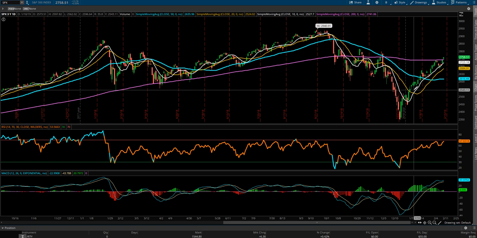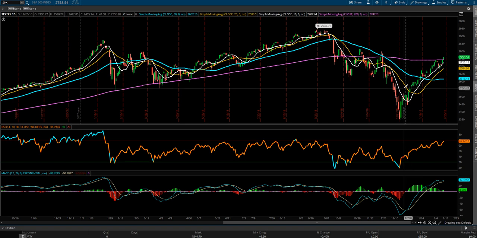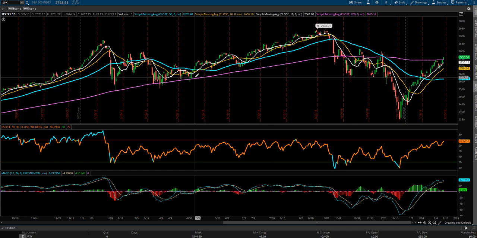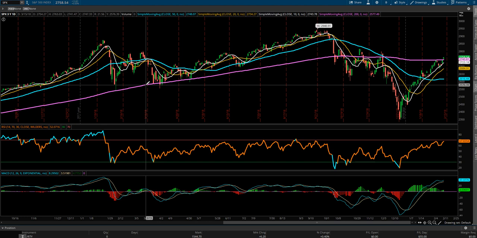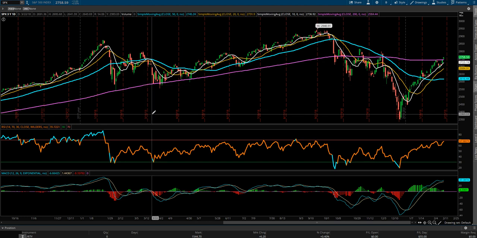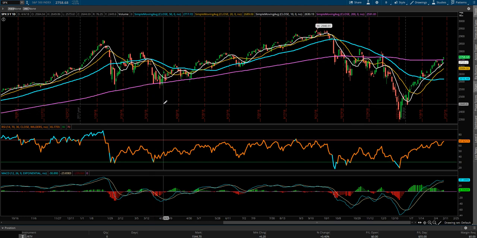So what we have right now is what's beginning to look like the setup that we had towards the middle of last year, where everything could get realigned again after a period of choppiness and a period of selling off. The market restabilizes itself, and we can get that push to the upside.